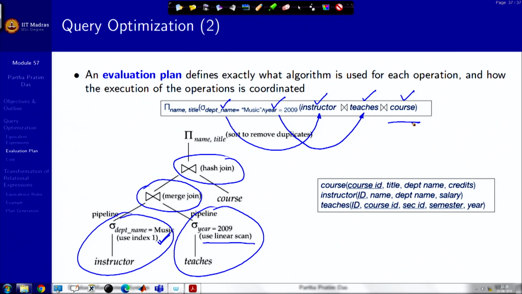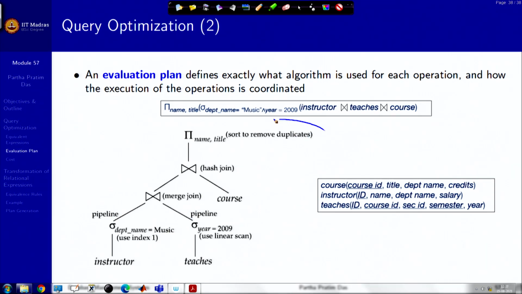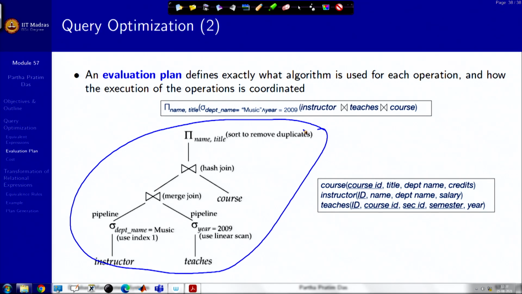I mean there are specific reasons why you use hash join at this particular point, because it is easy to hash the courses in a very compact form, because they have unique IDs to deal with. And finally, you do the projection, and here what is being highlighted is that you have to sort to remove duplicates, right. So, this entire tree with these annotations of algorithms is your evaluation plan, and that is what the optimizer has to generate and pass on to the evaluation engine.